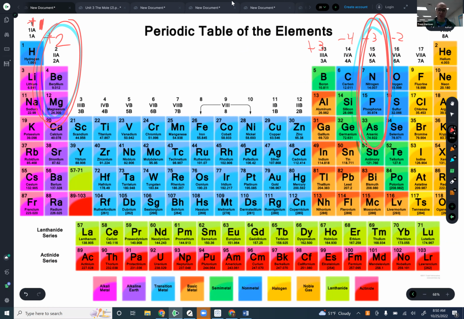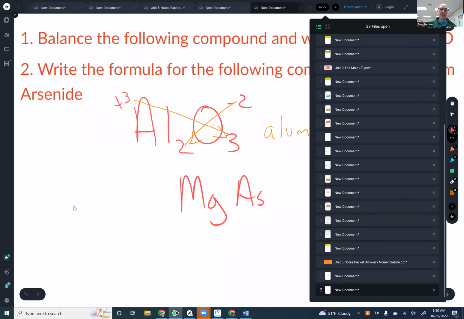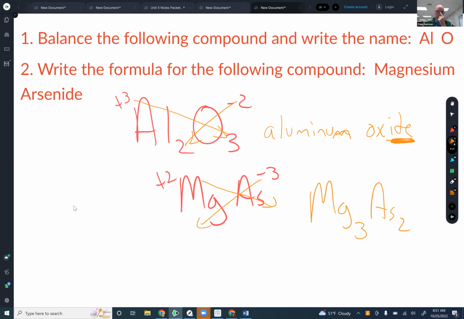So I'm going to take those two charges, and now let's go see if we can balance it. We already know the name, so I'm not having to write that. All I'm having to do is just balance this out based on the name. So magnesium had a +2. Arsenic had a -3. I'm going to crisscross those charges one more time, and it becomes Mg3As2. Again, there are no pluses, there are no minuses. We are done, and that is your homework.